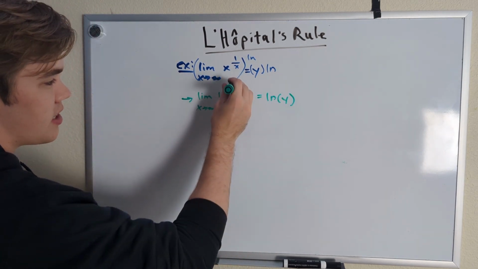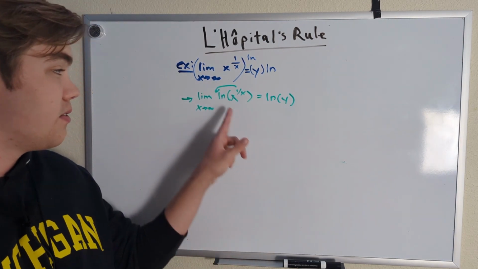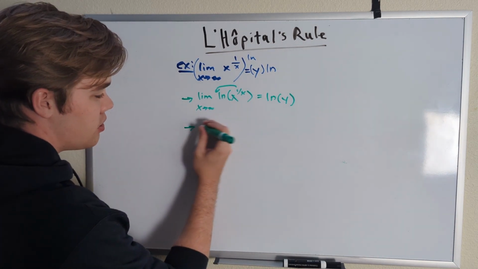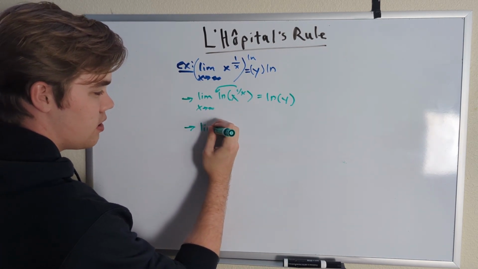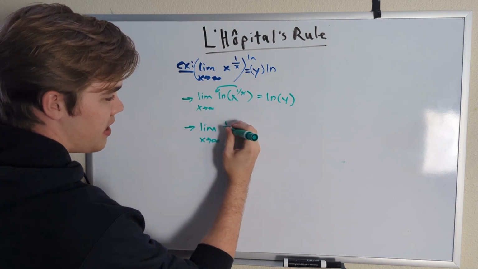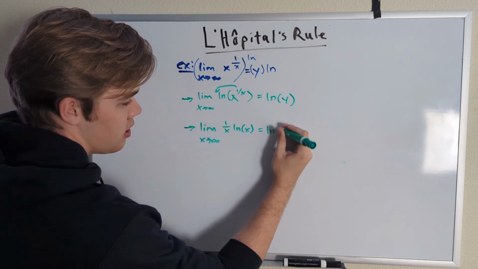And just like last time, we can take our exponent to the front. This is one of those algebraic rules that you gotta know. It's super helpful to know this one because it can get you out of pickles like this. So then this limit is now equal to the limit as x approaches infinity of 1 divided by x times natural log of x, which is equal to the natural log of y.